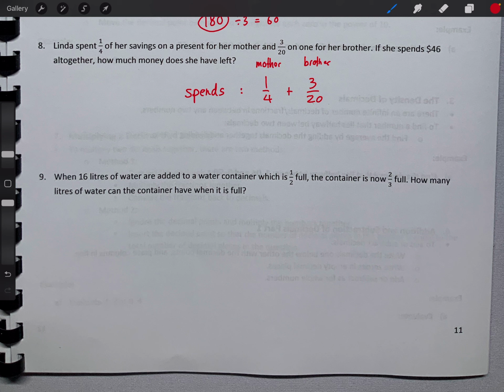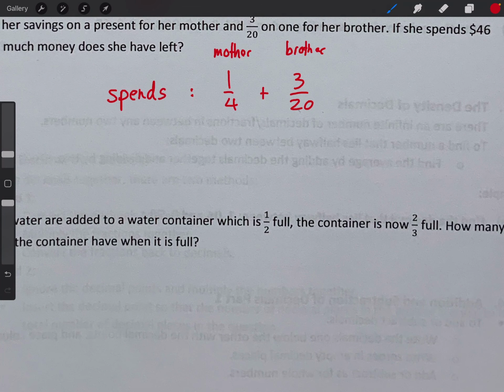So what fraction did she spend altogether? Well, let's add these 2 fractions together. I want to look at these 2 numbers and ask, what is the lowest common multiple? Well, the lowest common multiple is 20. Do not just multiply them, think of the lowest common multiple. I'm just going to times this by 5 and I'll get 20 straight away. Now, if I times the bottom by 5, I must times the top by 5. So now the new fraction becomes 5 over 20 plus 3 over 20. So that becomes 8 over 20.